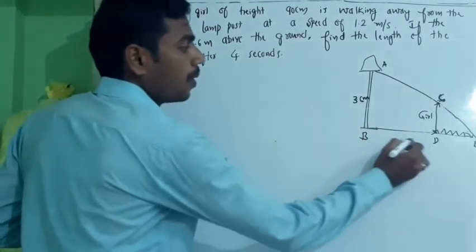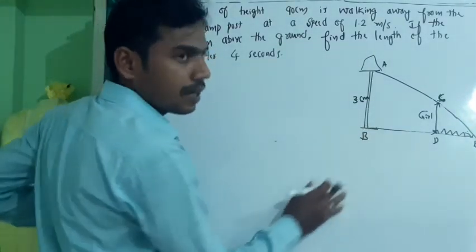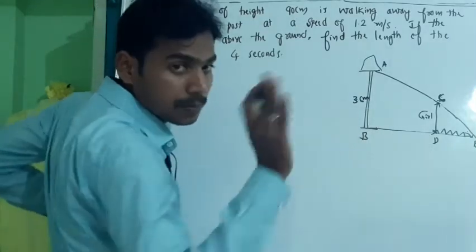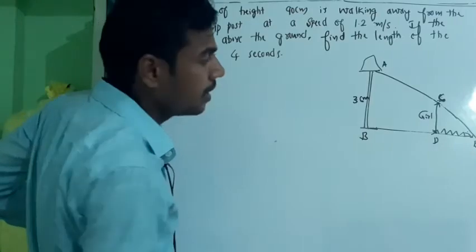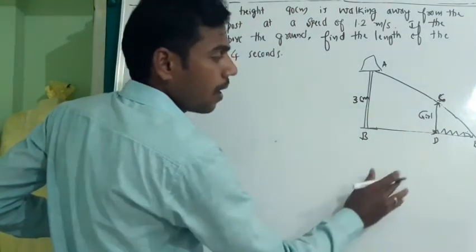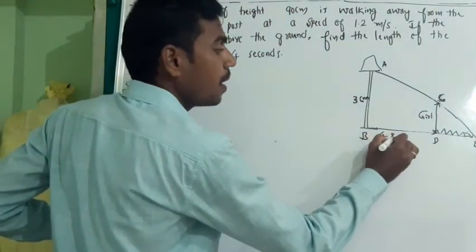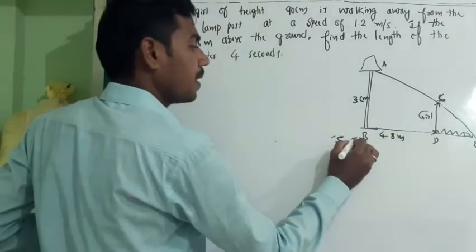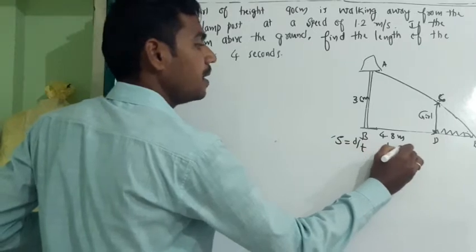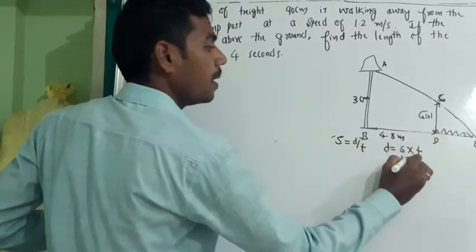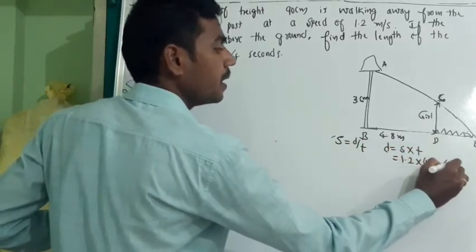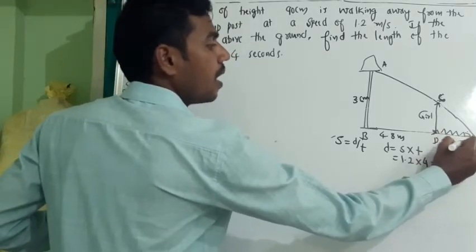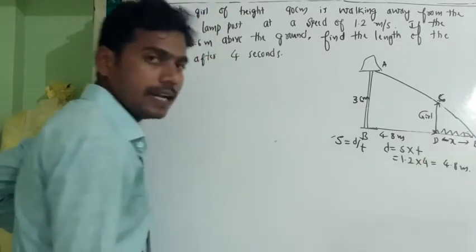Initially the girl was at position B and she is walking away from the lamp post at a speed of 1.2 meter per second. After reaching D, what distance has she covered? Distance is speed into time, that is 1.2 into 4, time is 4 seconds, which is 4.8 meter. And this DE I don't know, I'll call it x, because that is the shadow that I need.